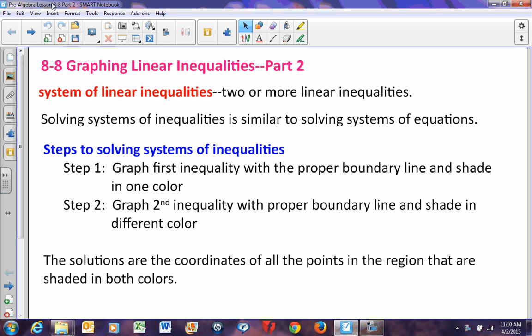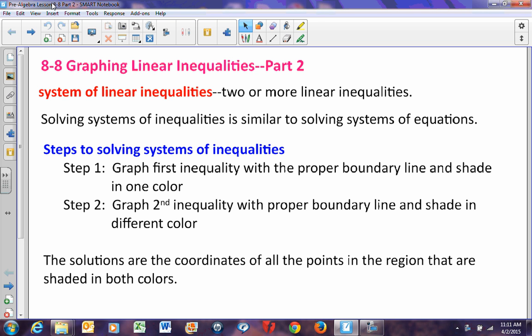Algebra Lesson 8-8, Graphing Linear Inequalities, Part 2. When we graphed linear inequalities in last lesson, we only graphed one inequality at a time. Now we're going to graph a system of inequalities, which are two or more linear inequalities. Solving a system of linear inequalities is similar to solving a system of equations.